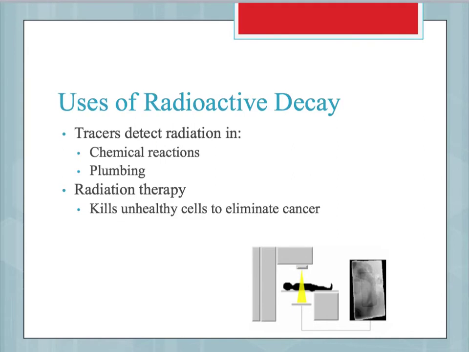First of all, we use these tracers to detect radiation within chemical reactions. If you put the tracer in a certain part of the reaction, it lights the way, kind of like a highlighter, and you can see where it goes within the chemical reaction. This is also used in plumbing to find leaks in pipes. You can also see radioactive decay used in radiation therapy.